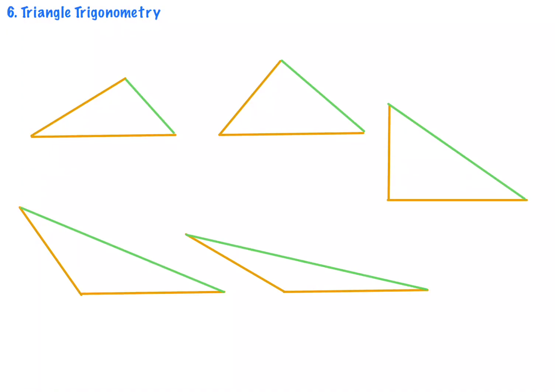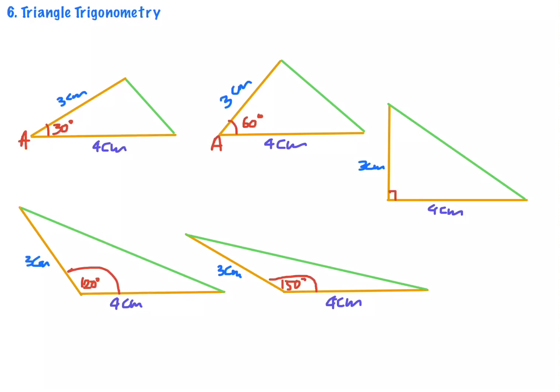Consider these 5 triangles. Each one has sides of 3 centimeters and 4 centimeters. So they differ in the size of the angles included. So the included angle is this one. And of course, it will make a difference on the measure of the third side of each triangle.